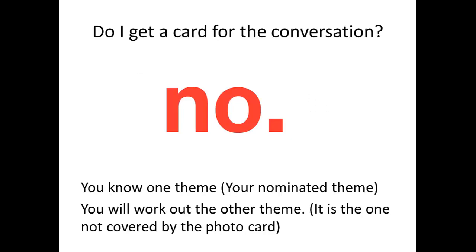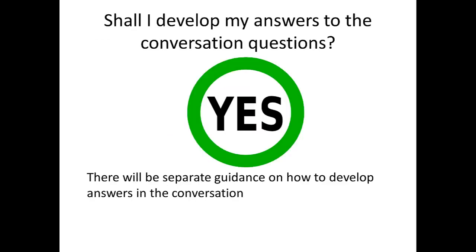So what about the conversation? There's no card for the conversation. In the conversation, the teacher will ask you questions, firstly about the theme you've chosen in advance. They'll always start with that. And secondly, the theme which is not on the photo card. And that way, all 3 themes are covered in the speaking test. So once you have the photo card, you'll be able to work out which themes the conversation will be on.